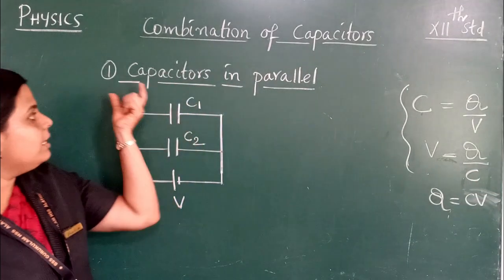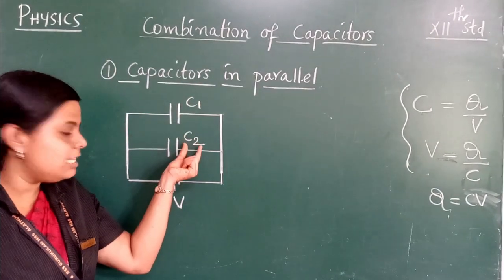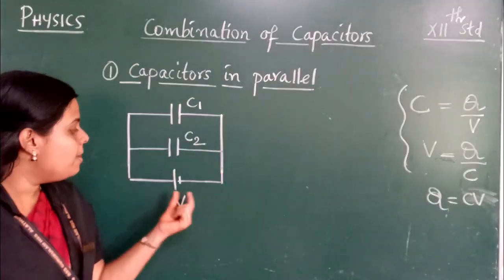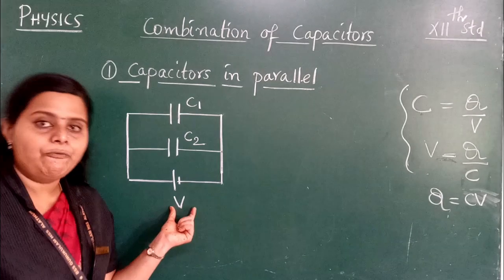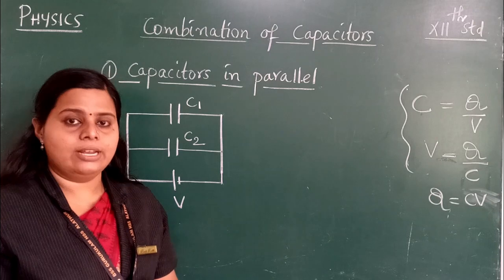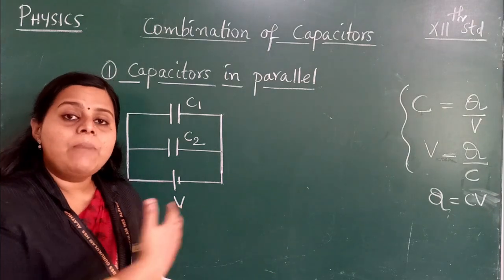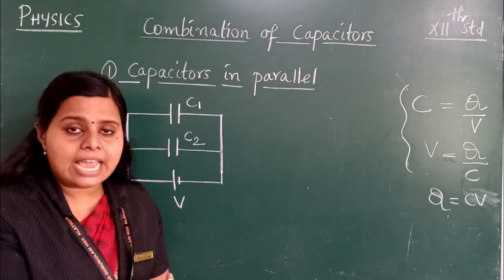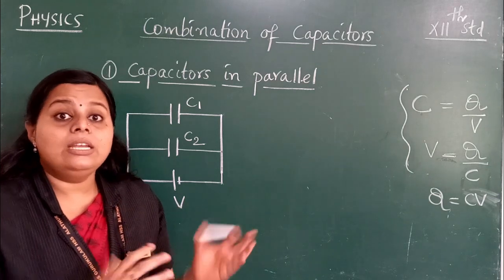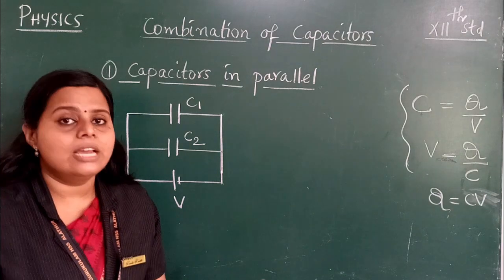Now come back. Here we have connected two capacitors having capacitance C1 and C2 in parallel. That is, these capacitors are connected to a battery of potential difference V. And what is the peculiarity of parallel combination? In the previous case, that is in the series combination, we said that the current flowing through both capacitors is the same, so the charges on both capacitors are the same. But the potential difference across each of the capacitors is different.